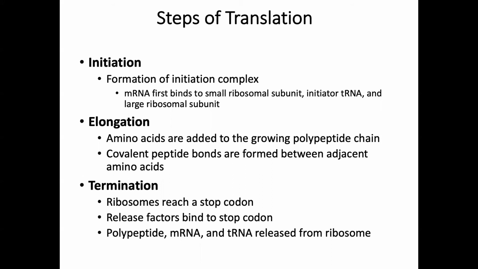During elongation, the tRNA transfers an amino acid to the tRNA corresponding to the next codon. The ribosome then moves to the next mRNA codon to continue the process, and covalent peptide bonds are formed between adjacent amino acids, right? And then lastly, during termination, when a stop codon is reached, the ribosome releases the polypeptide, mRNA, and tRNA.